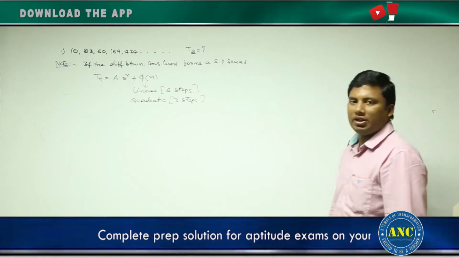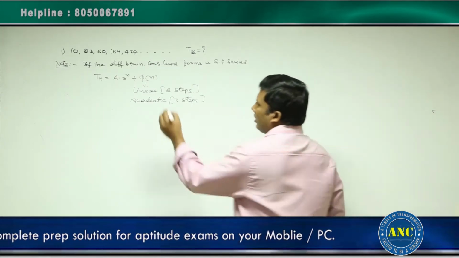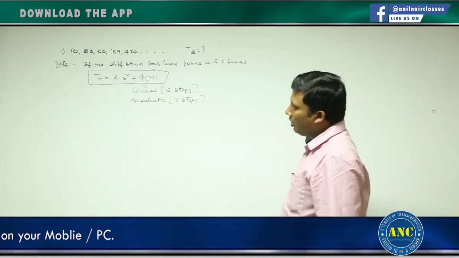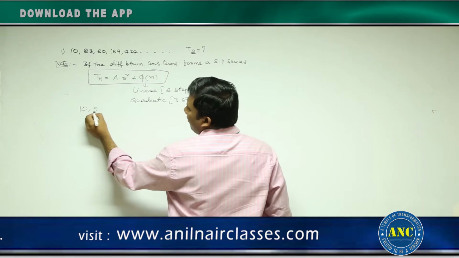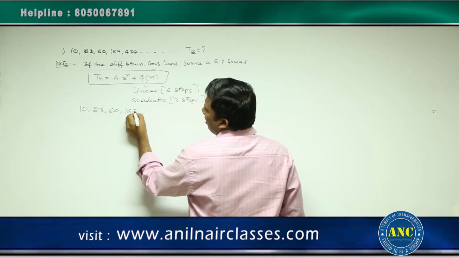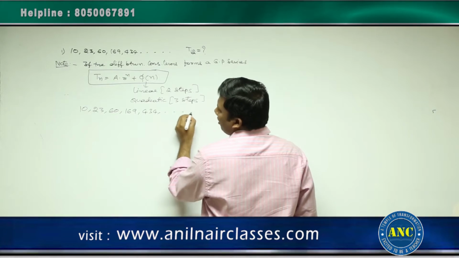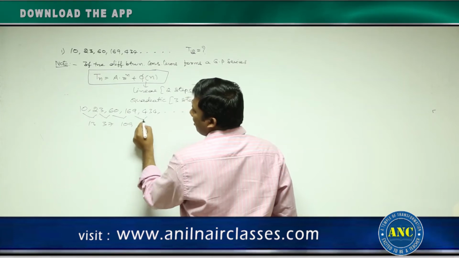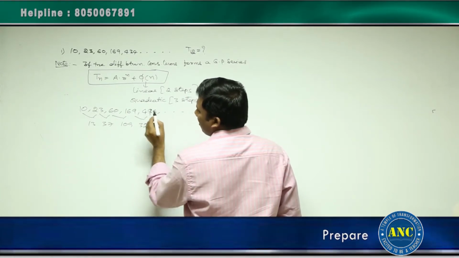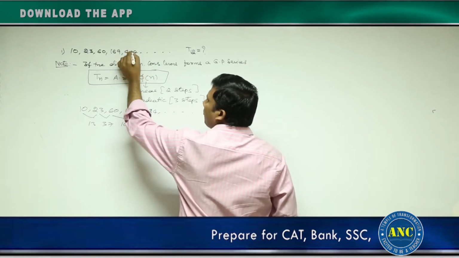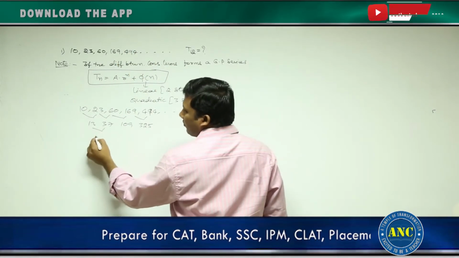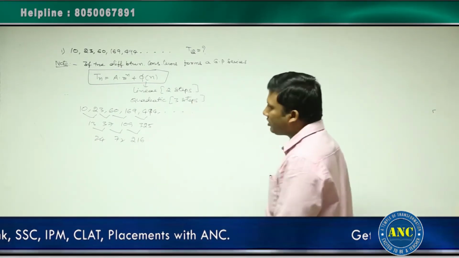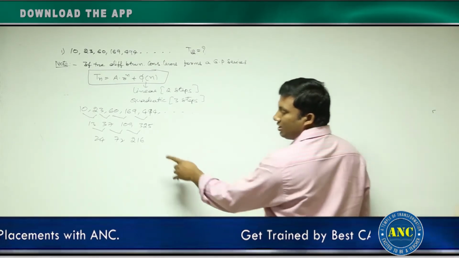If the difference between the consecutive terms forms a GP series, then the nth term is given by a into r power n plus phi of n. Now if you look at this series, 10, 23, 60, 169, 494 and so on. The differences will be 13, 37, 109, 325. Taking the differences again, this is 24, this is 72 and this is 216. The difference between the consecutive terms is forming a GP series in 2 steps.